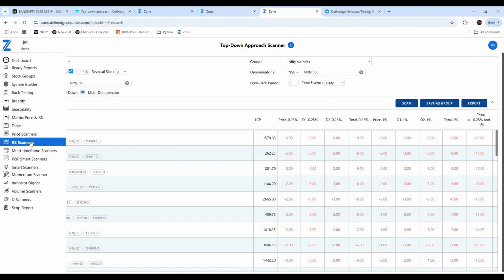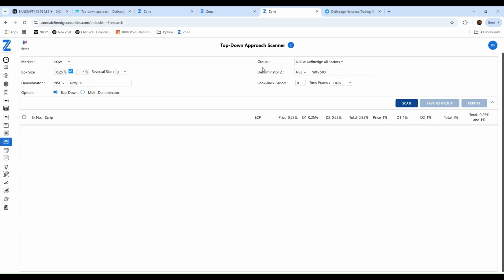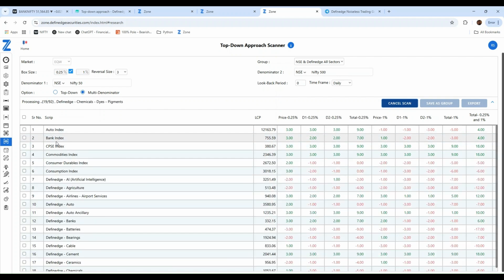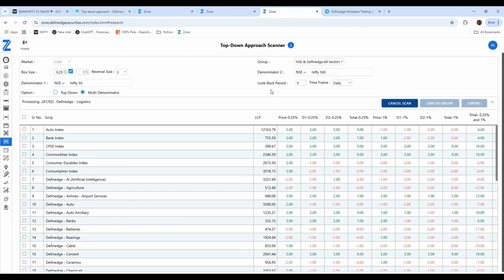Come to our zone, come to relative RS scanners, come to top down approach. This is what you will have a look at. You come to EQW, you choose both the NSE and define its sectors, leave them as Nifty 50, Nifty 500, use multi-denominator because we need multi-time frame and multi-denominator to get that much more conviction in these. And then once you scan them, you understand which are the bullish sectors and which are the bearish sectors and what the market is doing, and basis that you can use breadth, and then you can go back and have a look at this, right?